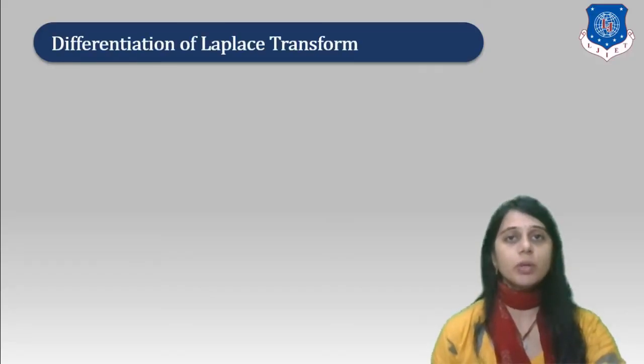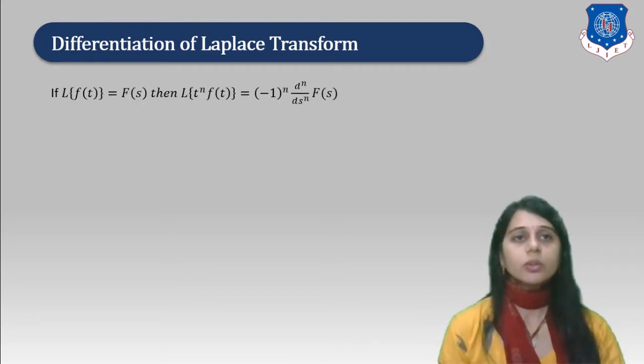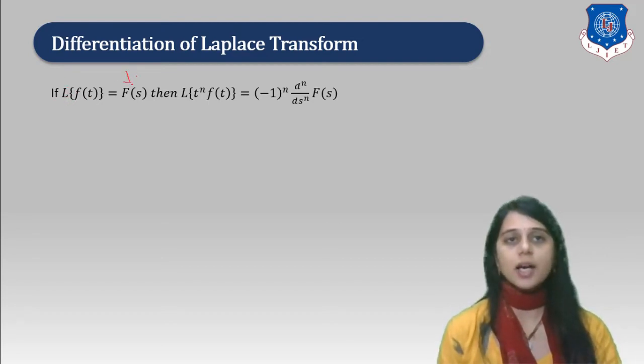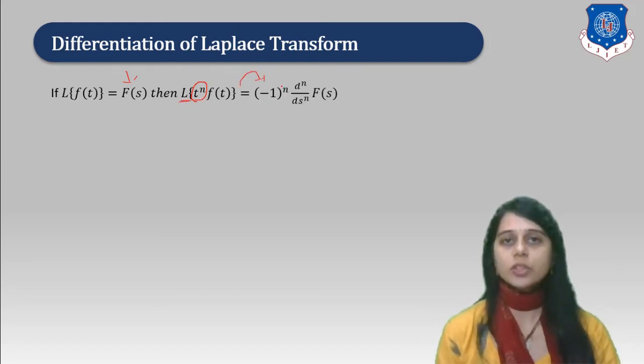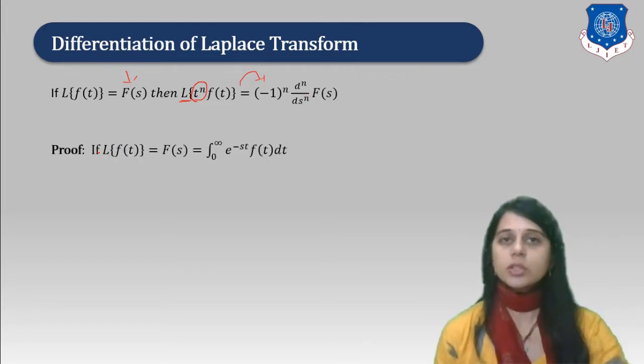First of all, the statement of the differentiation of Laplace transform. If we apply Laplace to a function f of t and get f of s as the answer, then if the function is multiplied by t raised to n and we apply the Laplace transform, in output we get minus 1 raised to n, d raised to n by ds raised to n, f of s. Okay. What is the proof?